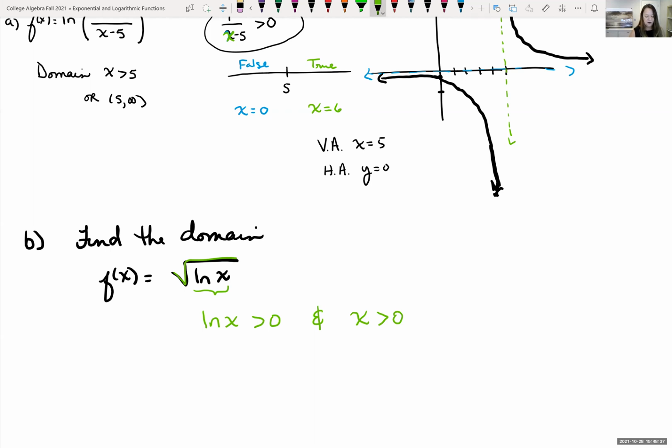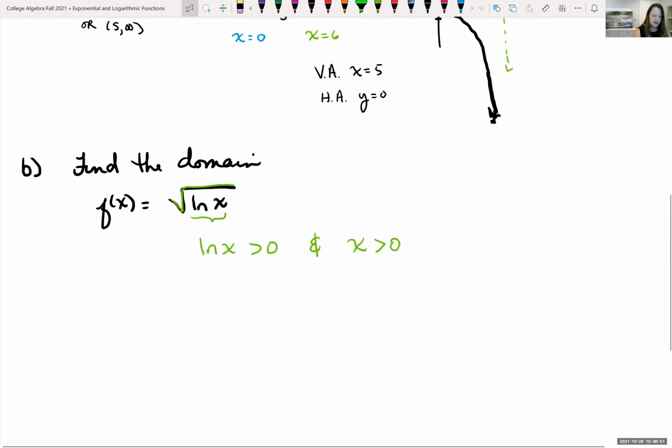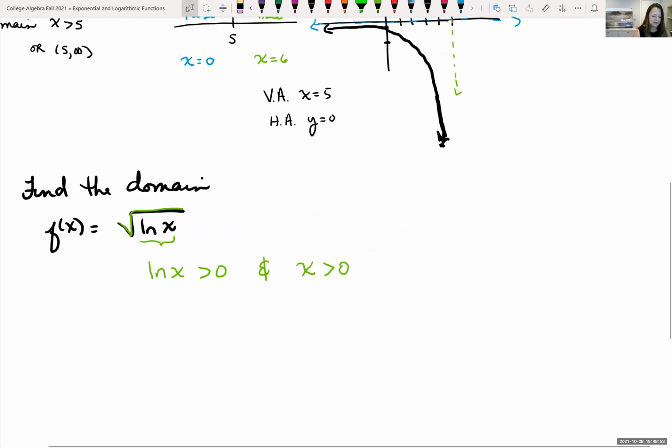Well, that's a great question. When is our natural log of x greater than 0? Okay, well, let's look at that. Let's actually talk about the graph of the natural log of x right now.